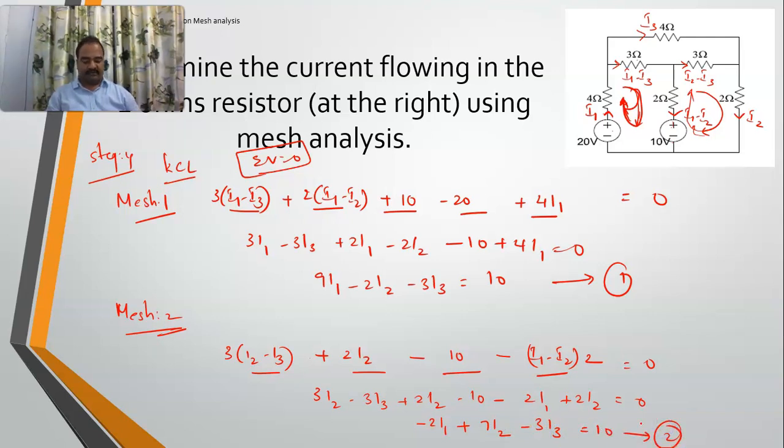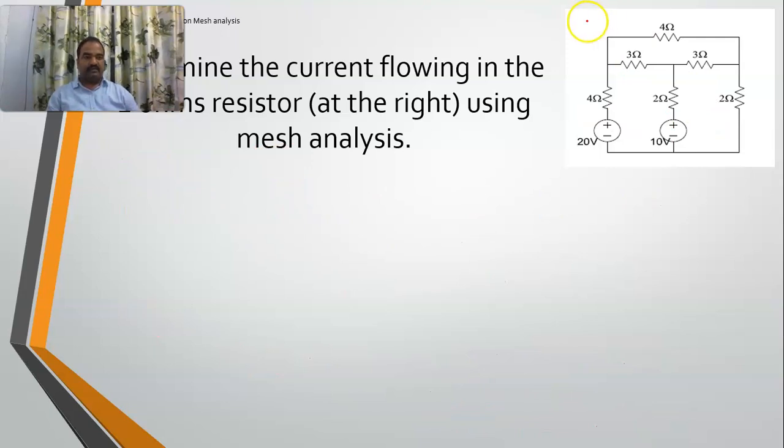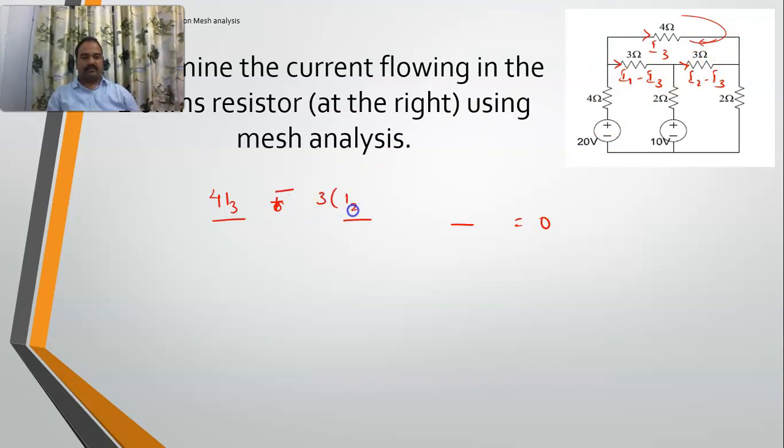Like this, you should write equation number 3 also. In equation number 3, how many elements? This is I1 minus I3. This is I2 minus I3. This is I3, right? So you have 3 elements, 1, 2, 3, in loop number 3. This is the direction, so the first one is 4I3. It is in reverse direction, so I will take it as minus 3 into I2 minus I3. This is also in opposite direction, minus 3 into I1 minus I3. And 3 elements, that's it.